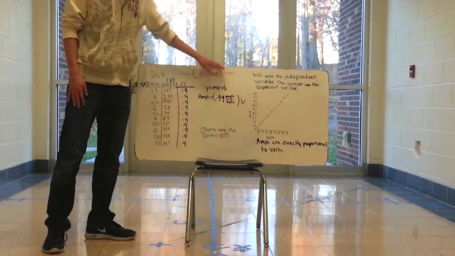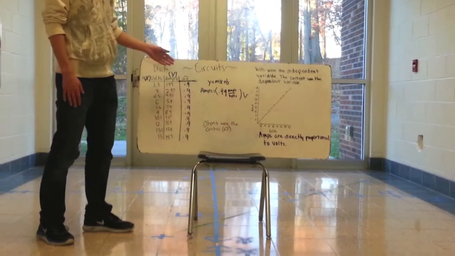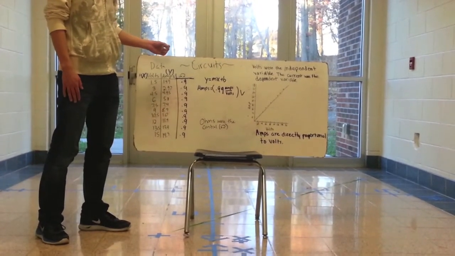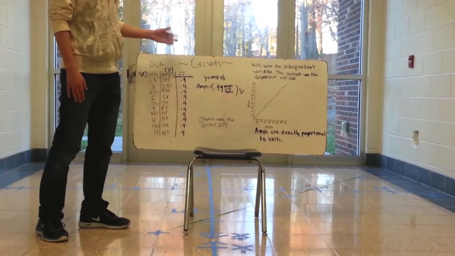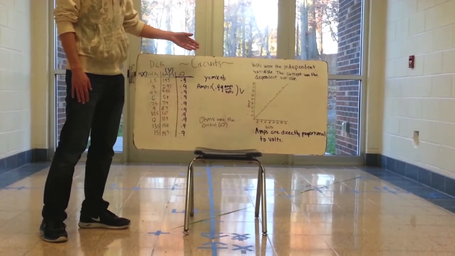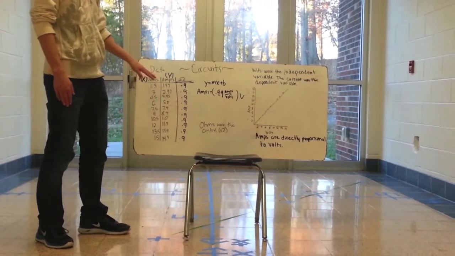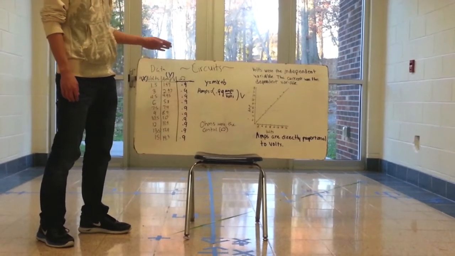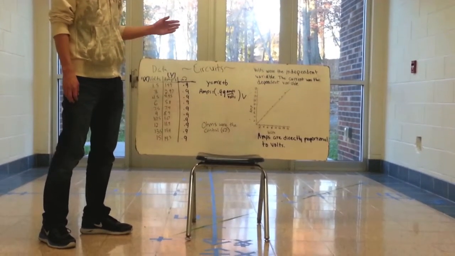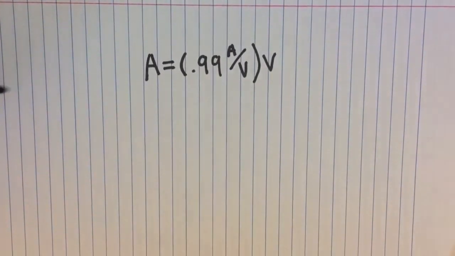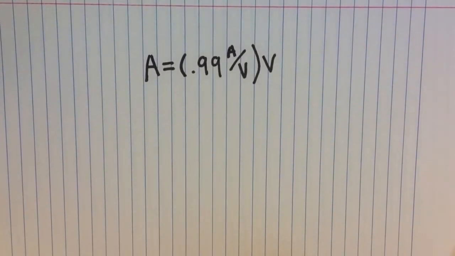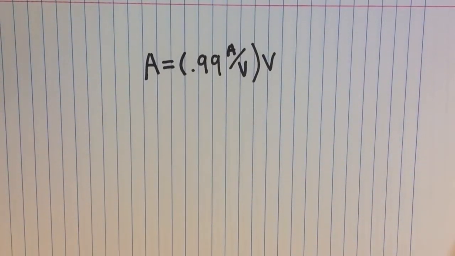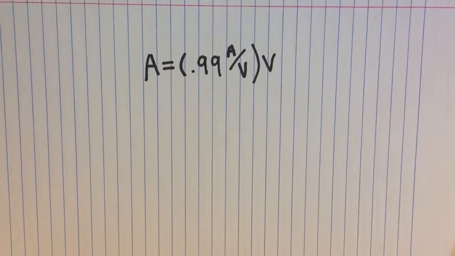And b is supposed to represent the amps whenever volts is equal to 0, but whenever volts are equal to 0, amps are equal to 0, therefore we have no b. Our equation was amps is equal to 0.99 amps over volts times V. Alright, so our mathematical model, A equals 0.99 A over V times V, actually has 3 variables.